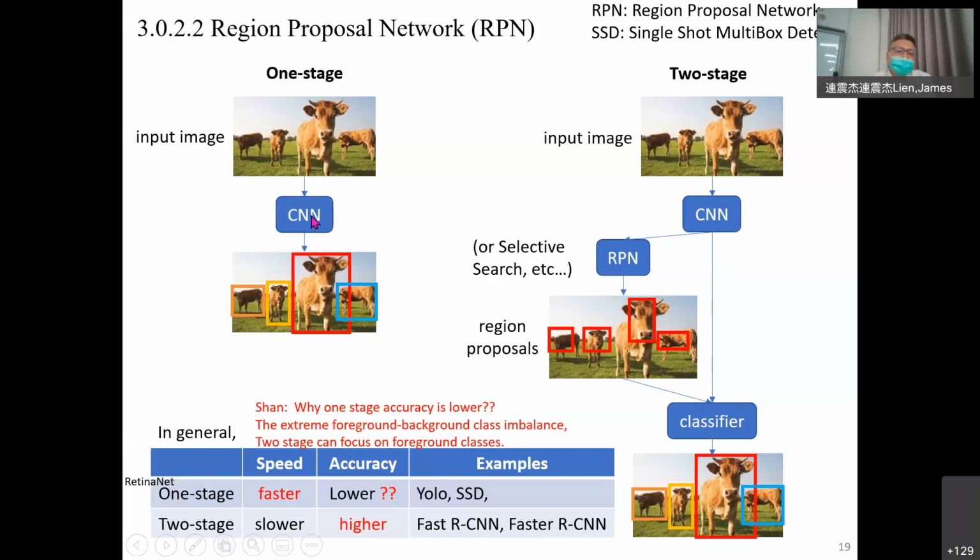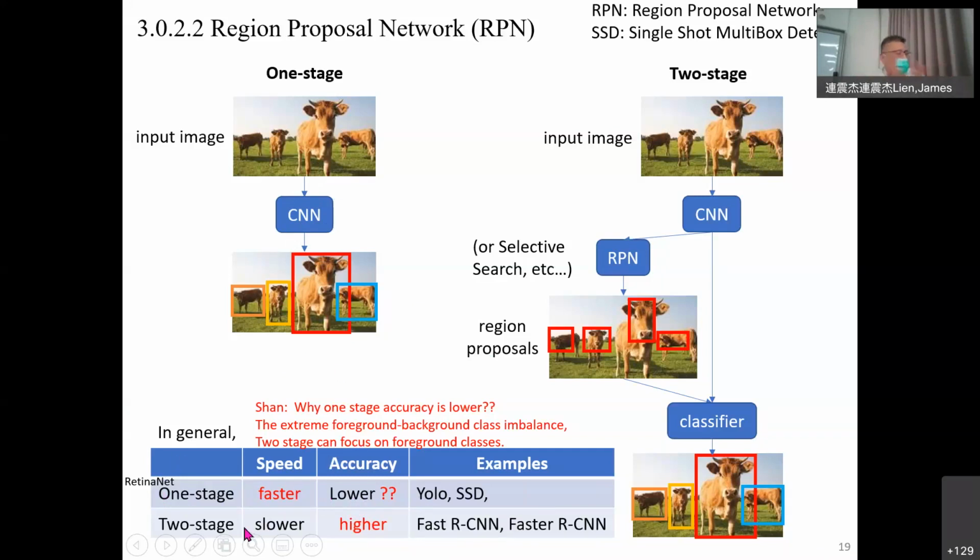And one stage here is not only detection, also recognition. So this is more complicated, but it's fast. So we say one stage is fast, but accuracy is low. So YOLO 1, 2, the accuracy is not good, but it's fast because it is one stage.